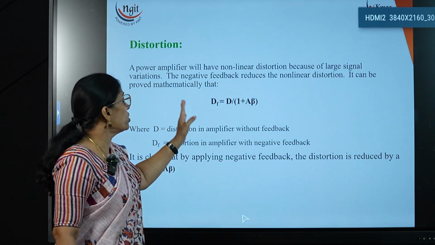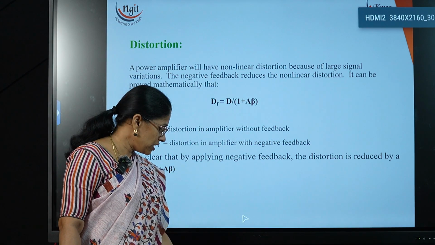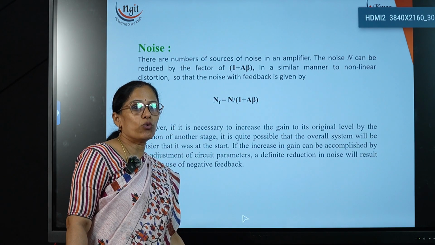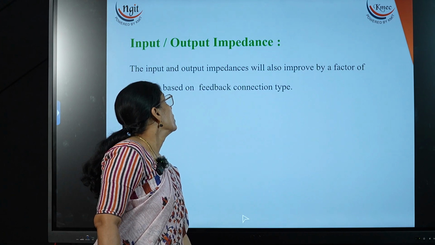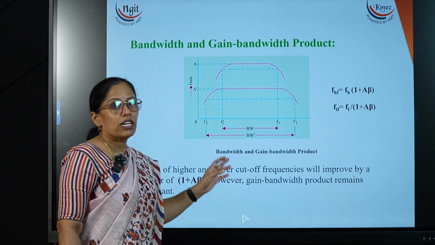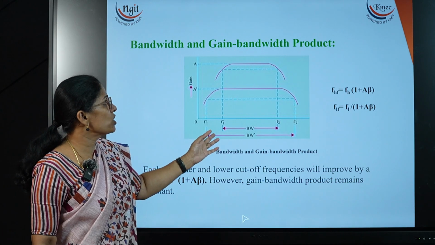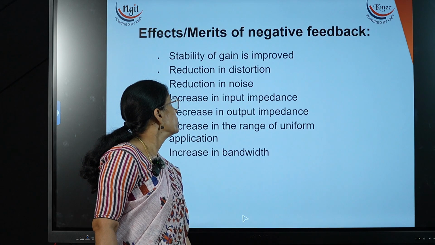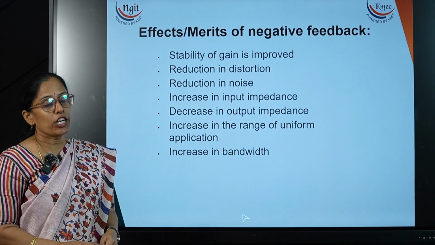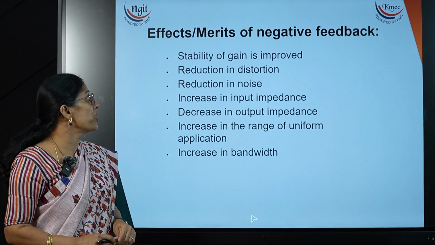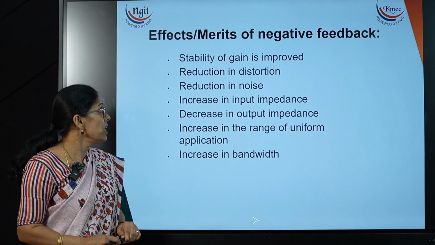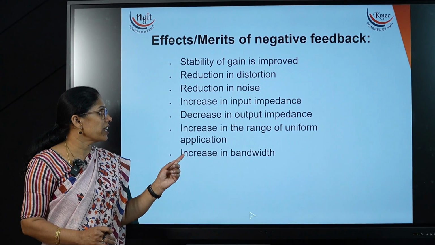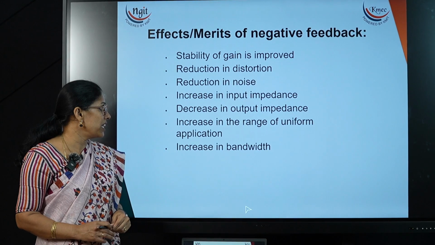Here distortion is reduced. What is distortion? I explained that in the last session. So distortion is going to reduce, noise is also going to reduce, and the input and output resistance we will derive in the next class. Here bandwidth is going to improve. These are a few effects of negative feedback: stability of the gain is improved, reduction in distortion, reduction in noise, increasing the input impedance, decreasing the output impedance, increasing the range of uniform application, and increasing bandwidth.